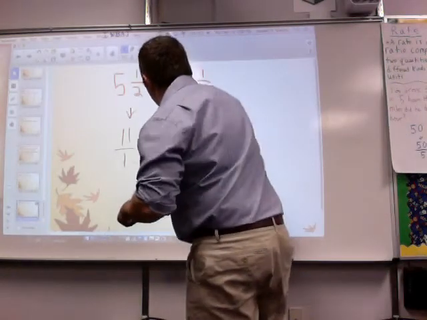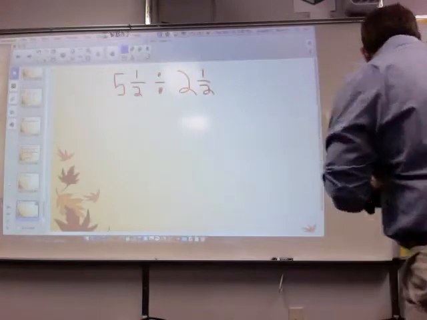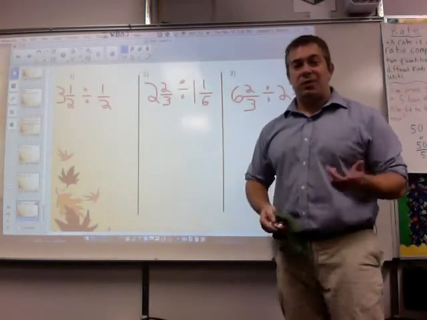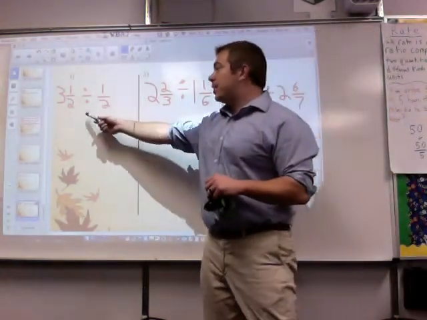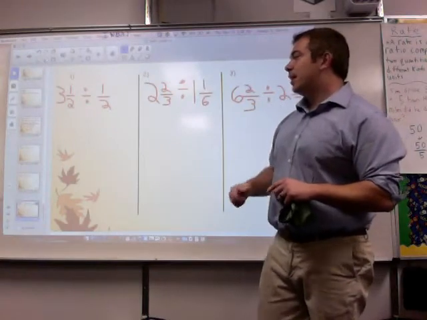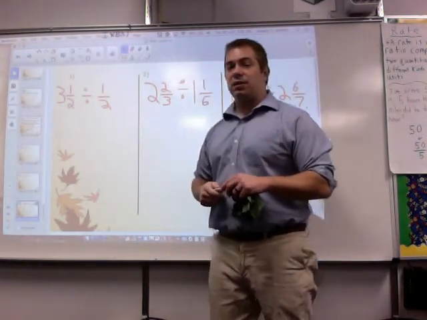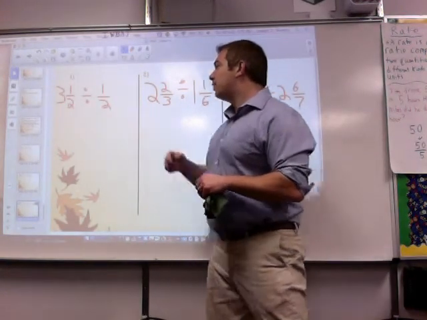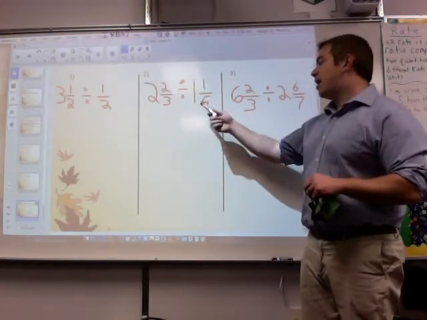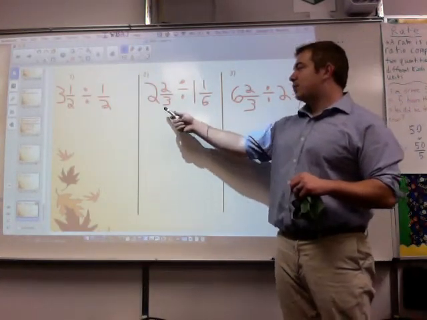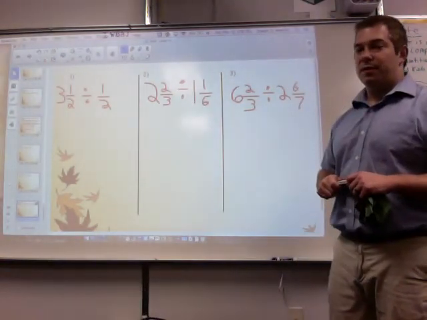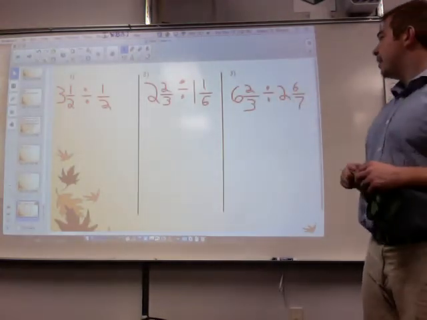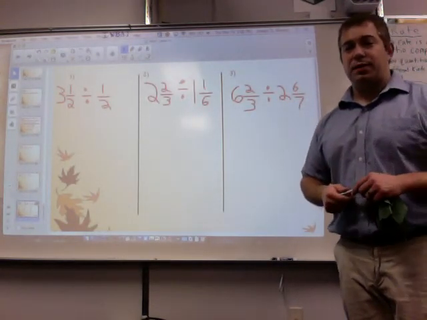Now it's time for you guys to do a little work for me. Take out your little notebooks or a piece of paper and complete these 3 problems for me. I had to do 3 problems, so now you have to do 3 problems. Here you go. 3 1/2 divided by 1/2. Don't forget to change this mixed number into an improper fraction, and then change the sign, and then flip the 1/2. Then you have 2 2/3 divided by 1 1/6. So you're going to have to turn both of these into improper fractions, and then go into your skip, change, flip. And same thing here with 6 2/3 and 2 6/7. So good luck, and I will see you when I see you.